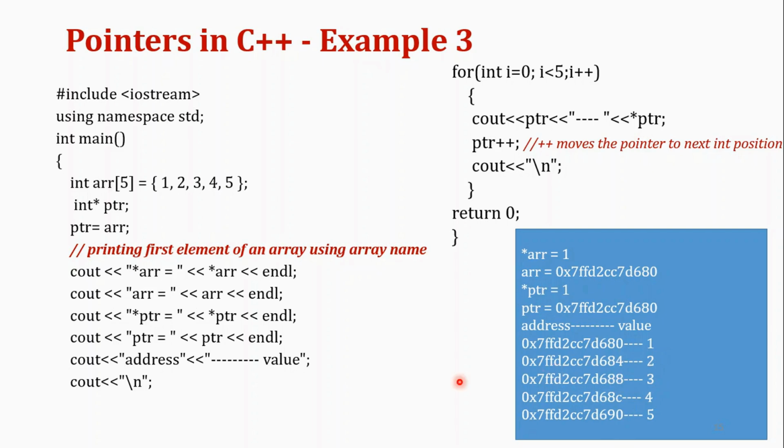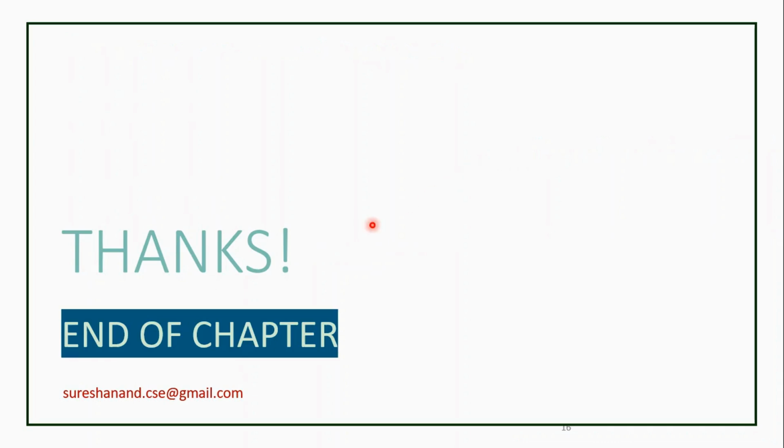So this is how pointers and arrays work together, and we also incremented the pointer by the memory address. That is what pointers in C++ are. End of the session. Thank you.